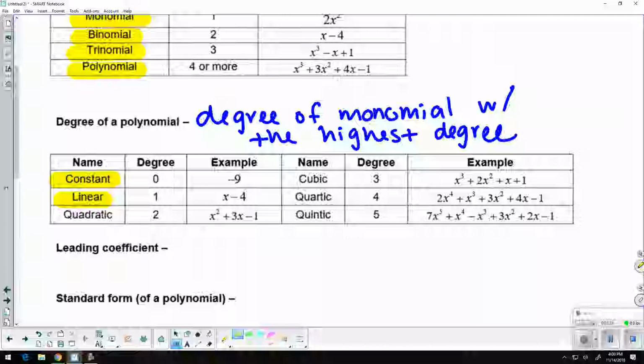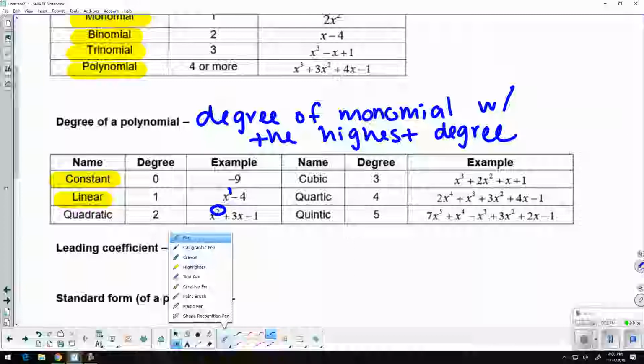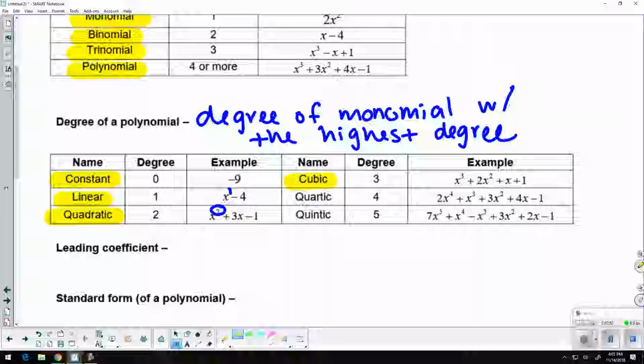And then linear, technically, this is going to be x to the first power, so the degree would be 1. And then x squared, that's called a quadratic, which we focused on all in chapter 4. Quadratics are degree 2. Cubic means you have degree 3, so the highest degree would be 3. Quartic if it's 4, and then quintic if it's 5. After that, we just simply say degree 6, degree 7, degree 8, degree 9. There's really no special names after that. Okay, but again, just looking at your degree, the highest power that you see, 3 is cubic, 4 is quartic, and then 5 would be a quintic.